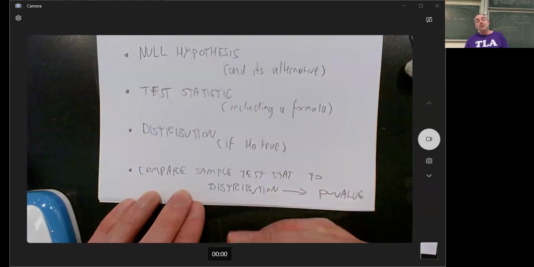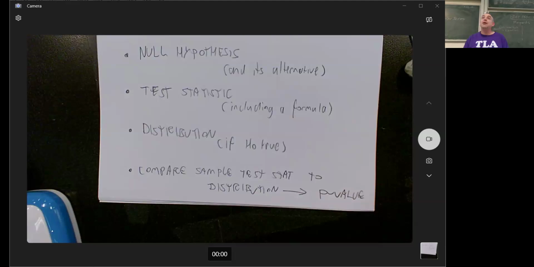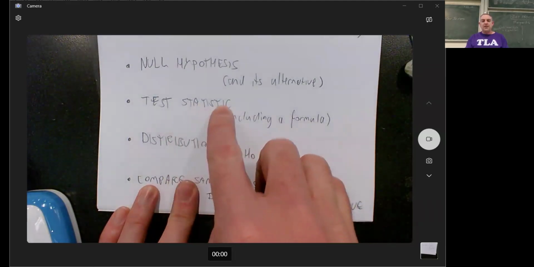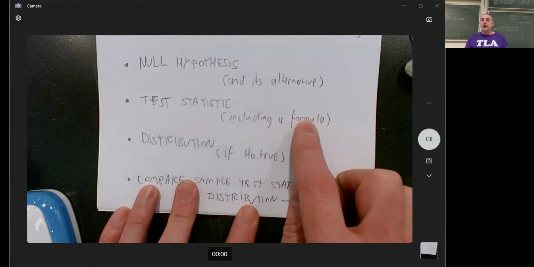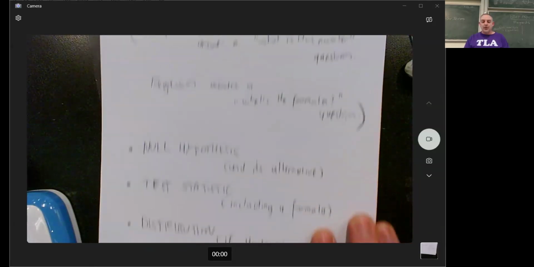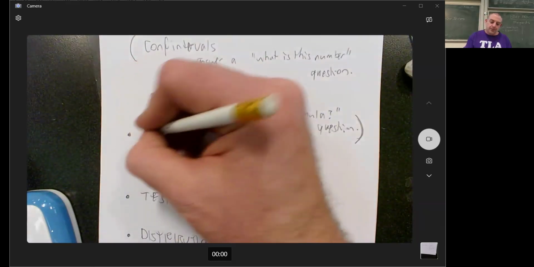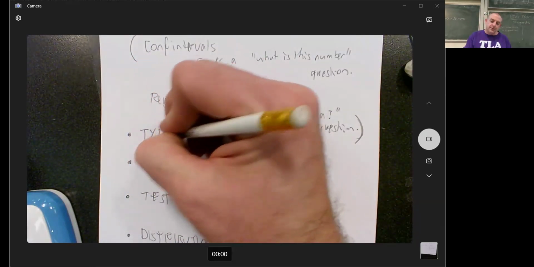And they all have these pieces, and that's the important thing about them. But they also, because the test statistic has a formula or at least a description, they all go with, as well, before this, a type of data.